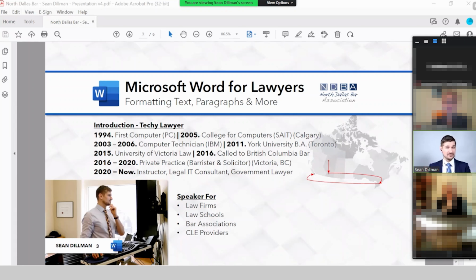Until now, I've actually recently took a position. I'll be working as a government lawyer doing litigation work with the British Columbia Attorney General Office. But I've been doing mostly private practice, litigation, solicitors work, company law, wills, estates, motor vehicle collisions, personal injury, not so much family law, but I've done it, all kinds of stuff. And generally speaking, I regularly speak at different law firms, schools, for bar associations, CLE providers.